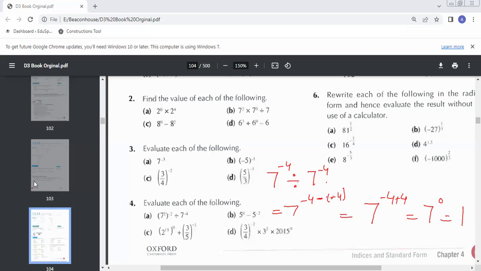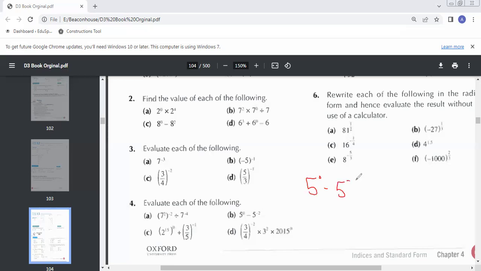Okay, students, so let's move on to the next question, which is 5 power 0 minus 5 power minus 2. Applying the rules here, you can apply the negative power rule directly, because there is a minus sign inside. We cannot apply any other rule, so we don't have any other option. We have to apply the rule of 5 power negative 2 in this question. So we will write 5 power 0 as 1 minus 1 over 5 squared. Now at this stage, it will be 1 minus 1 over 25.